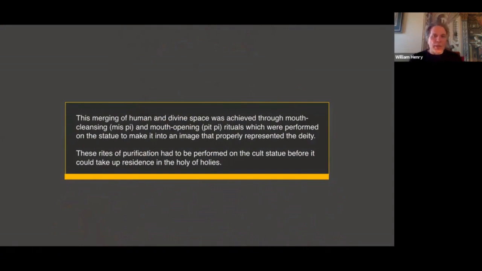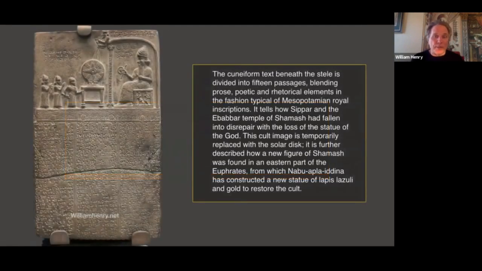The merging of human and divine space was achieved through mouth cleansing, what the Sumerians called mis pi, and mouth opening, or pit pi, rituals which were performed on the statue to make it into an image that properly represented the deity. Undoubtedly, these priests are receiving transmissions from the divine being, and he's saying, sculpt me this way, make me look like this, and then I will be properly represented. These rites of purification had to be performed on the cult statue before it could take up residence in the Holy of Holies, the holy place.